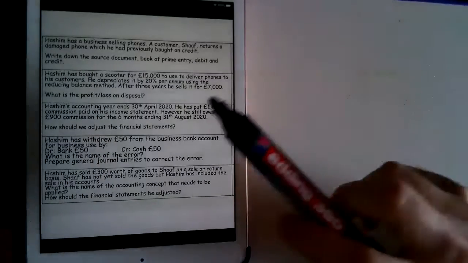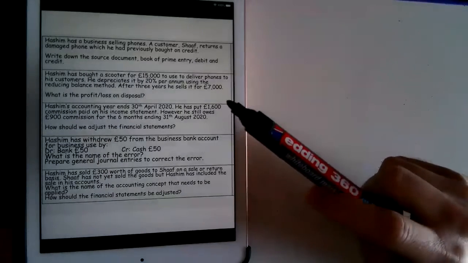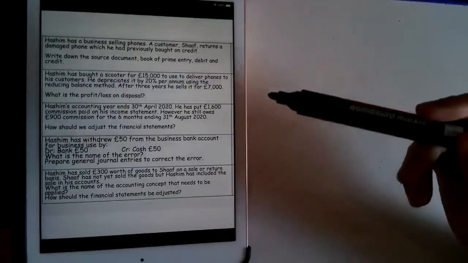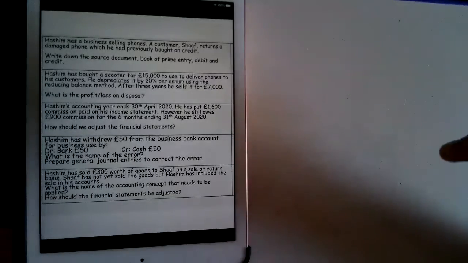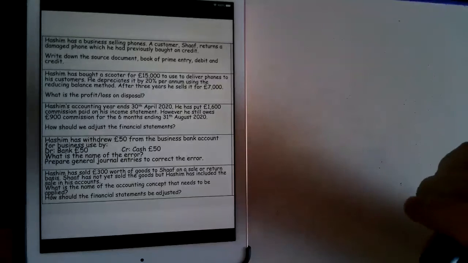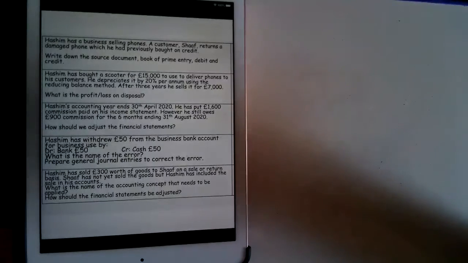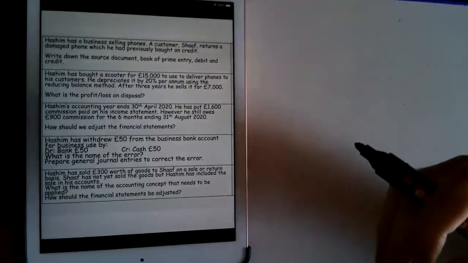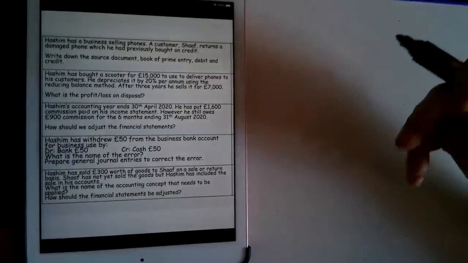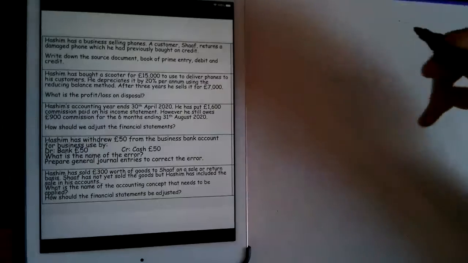Okay, so the first question, Hashim has a business selling phones. A customer, Shaf, returns a damaged phone which he has previously bought on credit. So Shaf is a trade receivable. He's a customer. He's bought something, so Hashim's made a sale and it's been returned. So sales returns is going to be important.